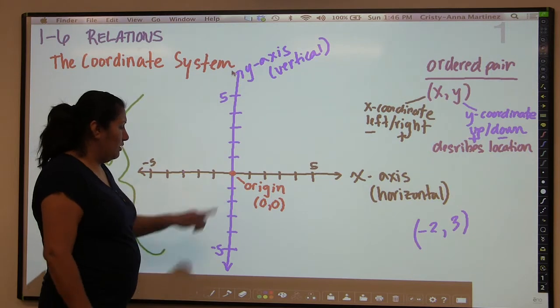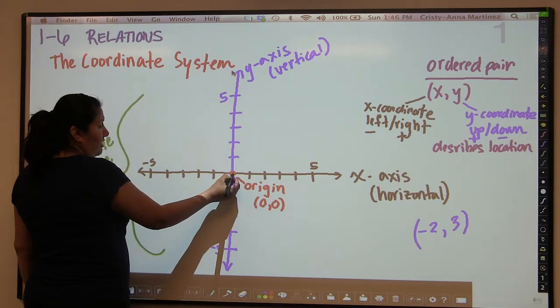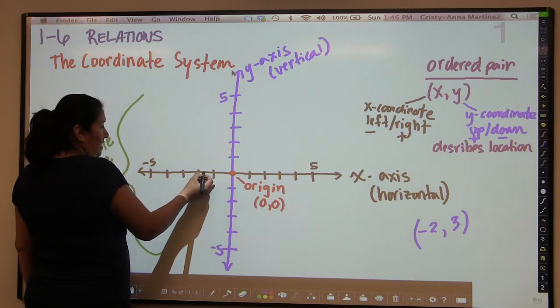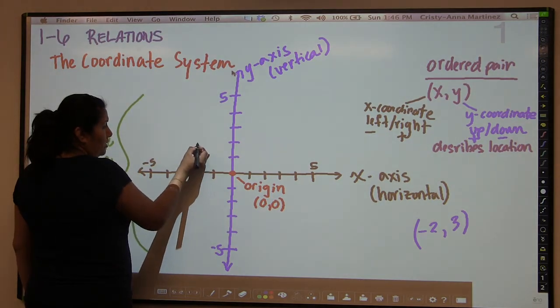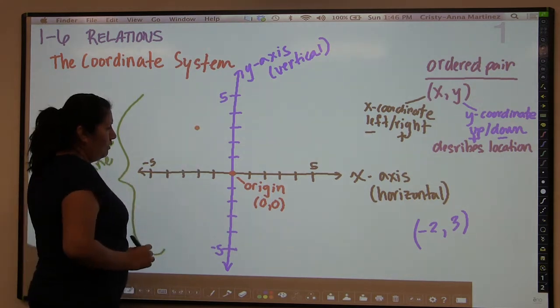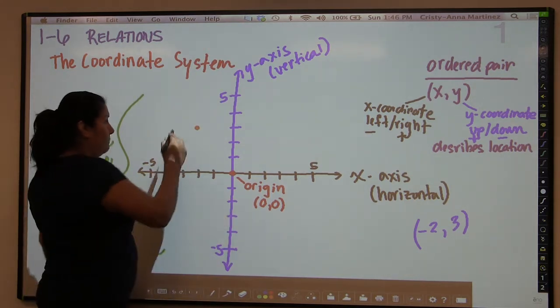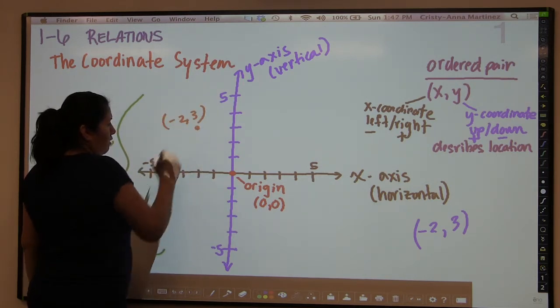We start here at the origin. This is where everybody starts their travels, if you will. From the origin, we move 1, 2 units to the left. Then because the y-coordinate is +3, we move up 1, 2, 3 units on the y-axis. Then we put our point there, and that would be the location for (-2, 3). That would be where we would be, right about there.